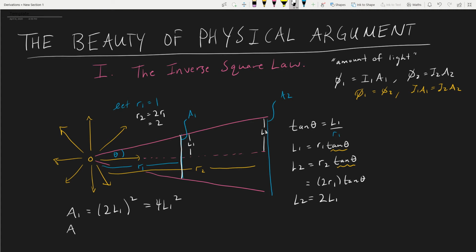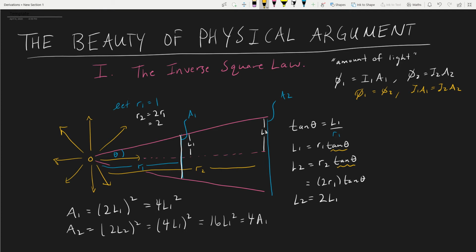Now, what's A2? A2 is going to be twice L2 squared. Well, I just told you that L2 was twice L1, so really we get 4L1 squared, and that gives us 16L1 squared, which is really 4 times A1. A2 is 4 times A1. We can also intuit this, but I wanted to derive it.